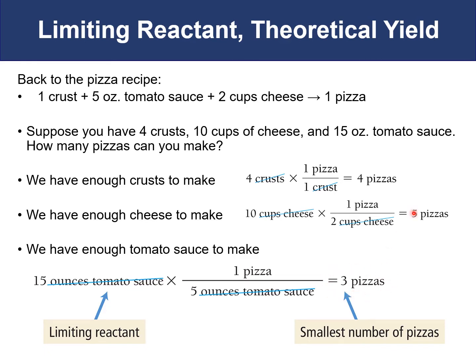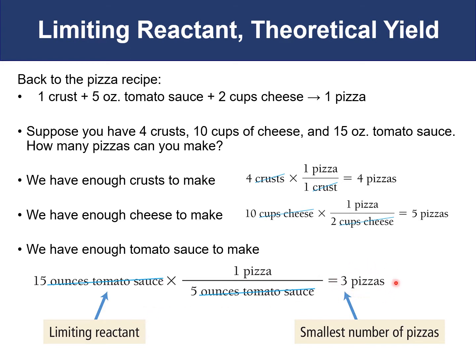So if we look at how many pizzas we can make with each one of our sets of ingredients, we can see that the maximum number of pizzas that we can produce from the ingredients that we have on hand is 3. And the thing that will run out first is our tomato sauce. When we're all done, we will still have enough crusts to make 1 additional pizza, and enough cheese to make 2 additional pizzas. Because our tomato sauce is the thing that runs out first, we will call this our limiting reactant. This is the thing that runs out first that dictates how much end product we can make.